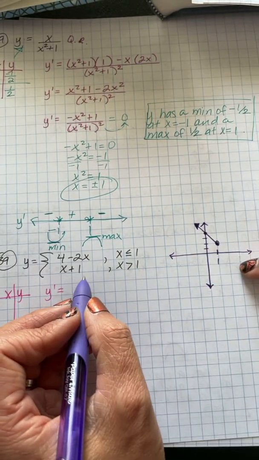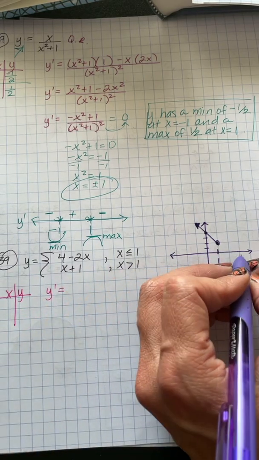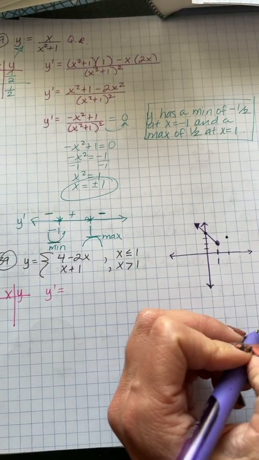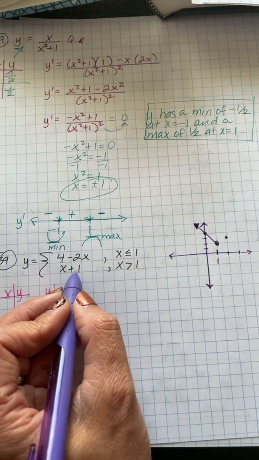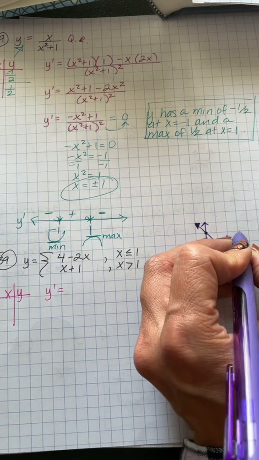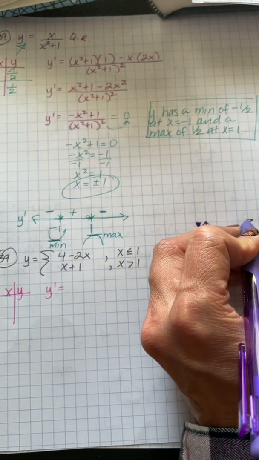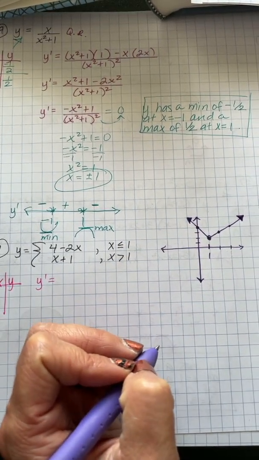And then we have to go greater than 1. So plug in a 2, 2 plus 1 is 3, so (2, 3). If I plug in another one, plug in a 3, 3 plus 1 is 4, so (3, 4). And it goes on forever. Okay, so there's my graph.